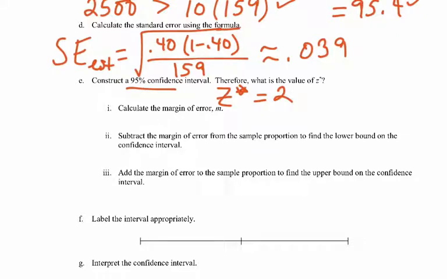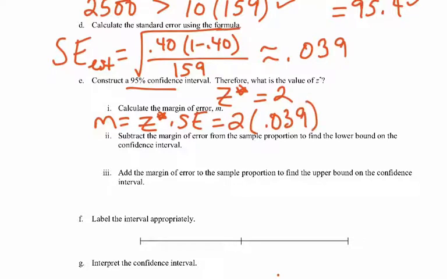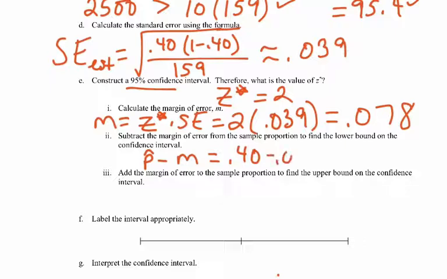So then calculate the margin of error. So it's going to be Z star times the standard error estimated. So it's going to be 2 times the 0.039, and I'm getting approximately 0.078 for the margin of error. So to get the lower bound for the confidence interval, I'm going to take p hat and subtract the margin of error. So my p hat was 0.4 minus 0.078. So I'm getting a lower bound of 0.322.